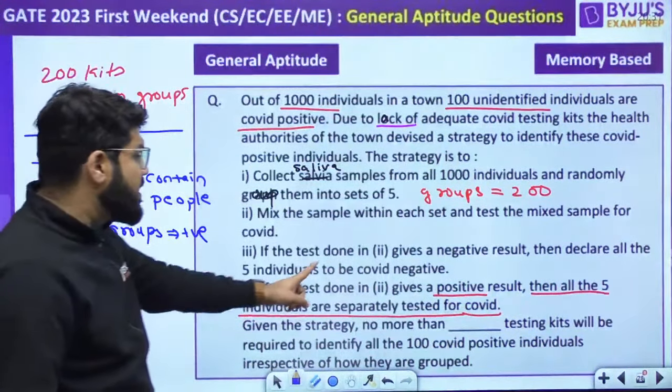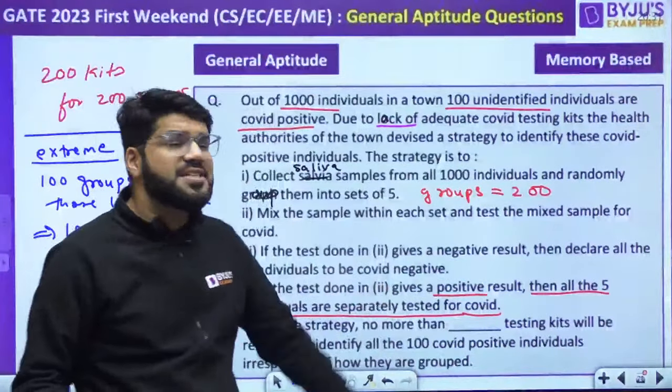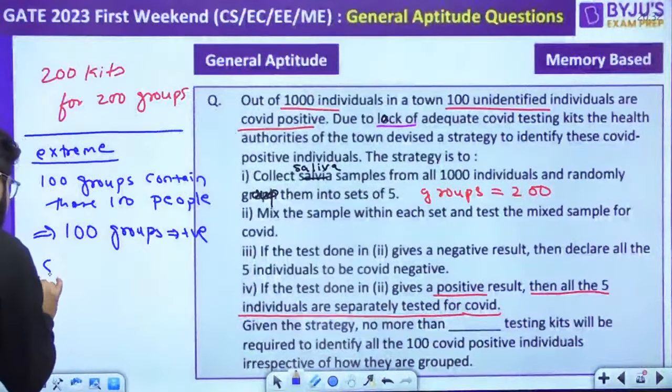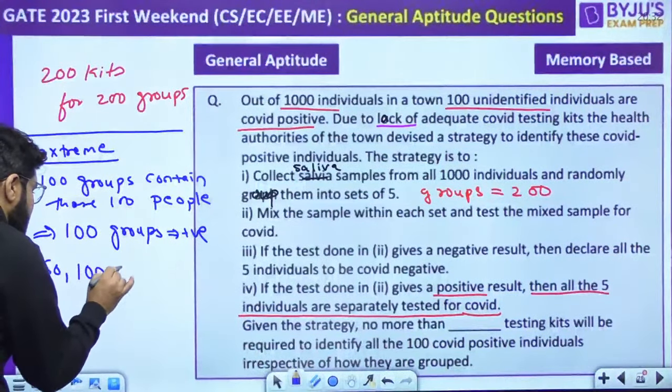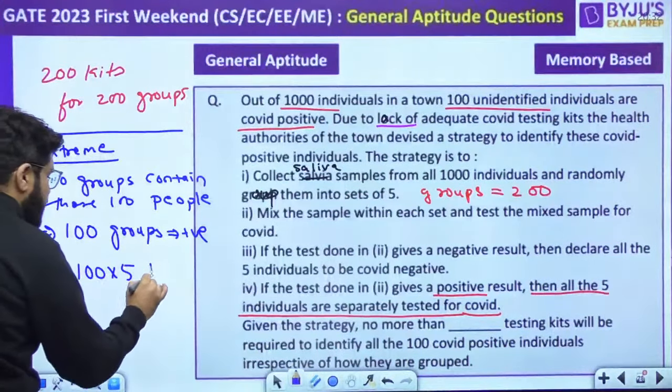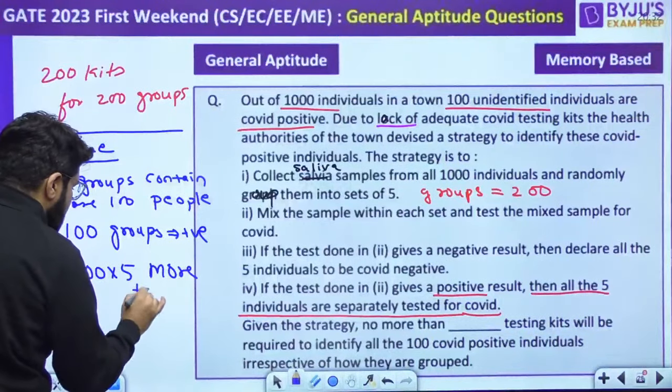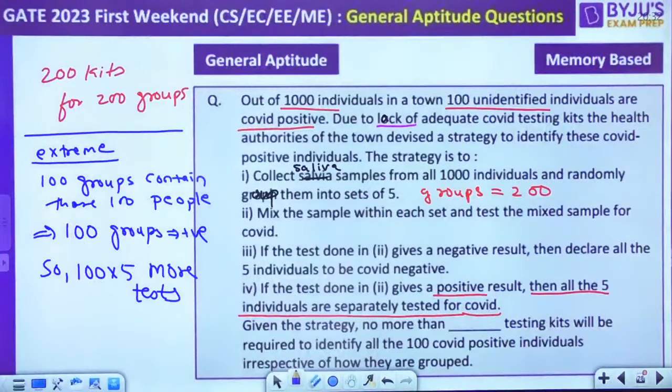And I told you, whenever the test is positive, then all 5 individuals are separately tested. So, what will be added? 100 groups, every group has 5 individuals, 100 into 5, more tests.